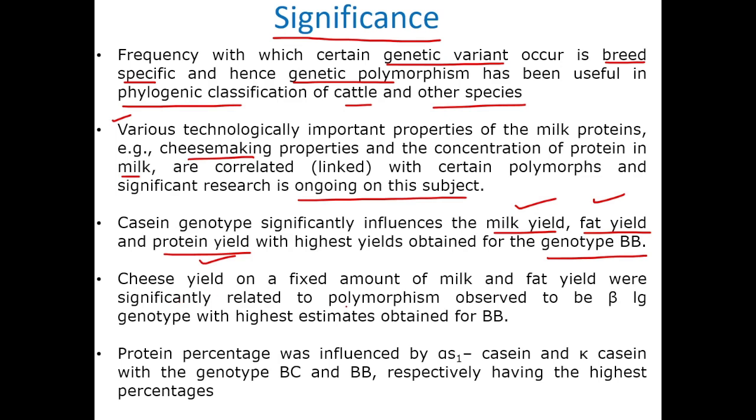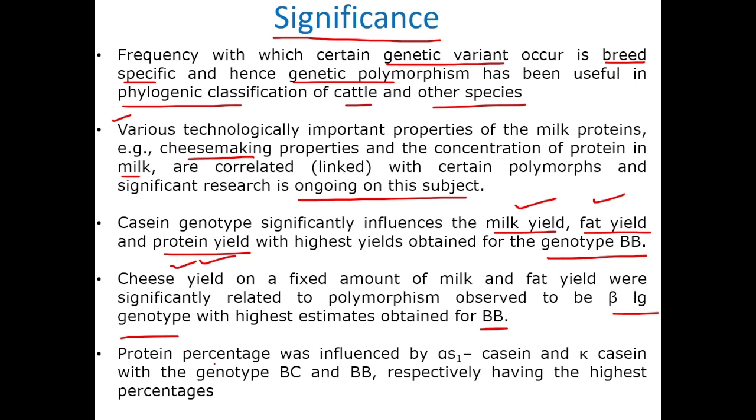Similarly, cheese yield on a fixed amount of milk and fat yield were significantly related to beta-lactoglobulin B genotype polymorphism, and the highest estimates were obtained for BB. So milk having the beta-lactoglobulin BB genotype is reported to have higher cheese yield on a fixed amount of milk, and also higher fat yield has been observed.